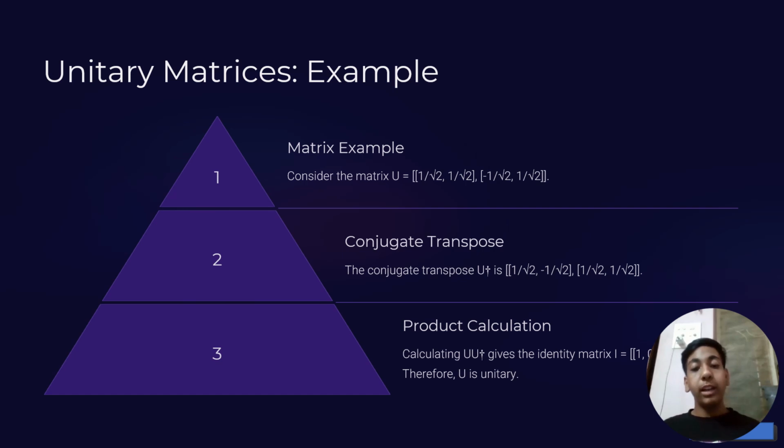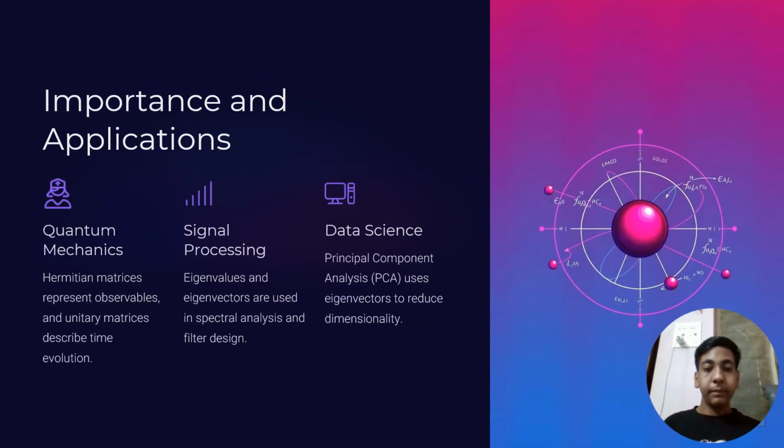Conjugate transpose: first we have to take the transpose, then the conjugate. The conjugate transpose U dagger is 1 by root 2, 1 by root 2. Product calculation means we have to find its product. Importance and implications of that. In these things, we can see what the importance of this is.